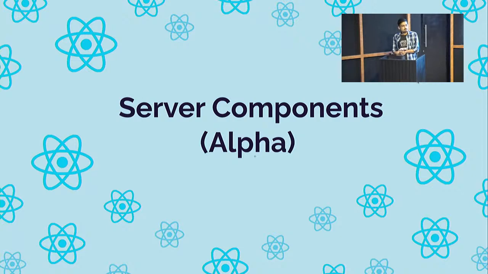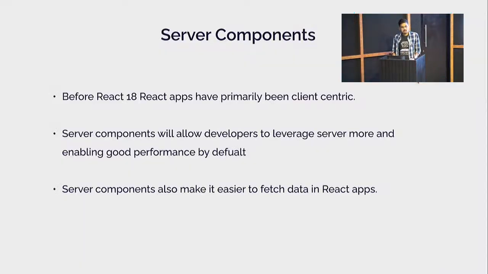So now, streaming improved the rendering significantly, but the React team thought that maybe we can do even better. So at the end of 2020, they released a new talk with an RFC of something called React Server Components. What the React team realized is that before React 18, React has been primarily client-centric. It has been like that since forever.